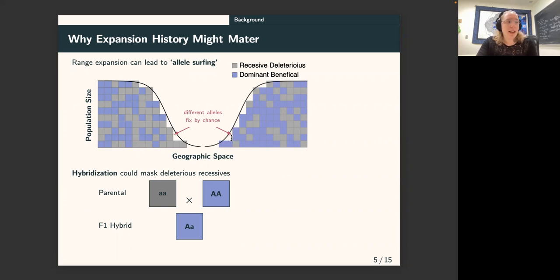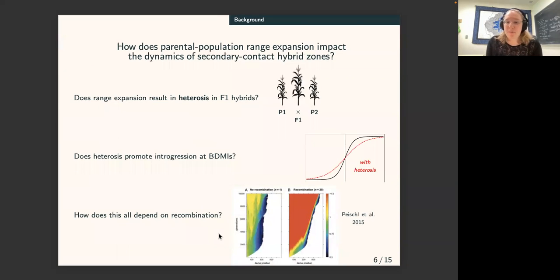What's really interesting then is when you hybridize between these two, the hybrids, the F1 hybrids, will have the dominant beneficial genotype or phenotype, and it will mask this recessive deleterious allele. So what this can do is it can result in heterosis at this locus. So higher hybrid fitness than the average of the parents. All right, so that potential for heterosis is what motivated this project.